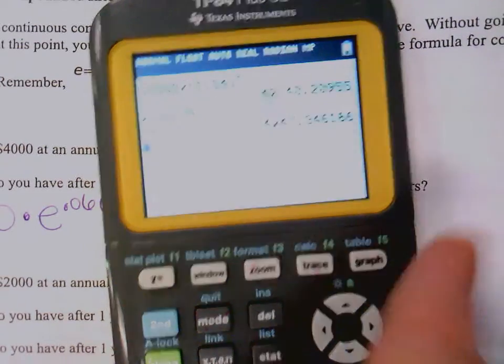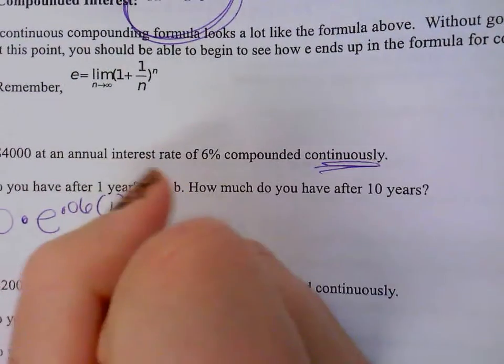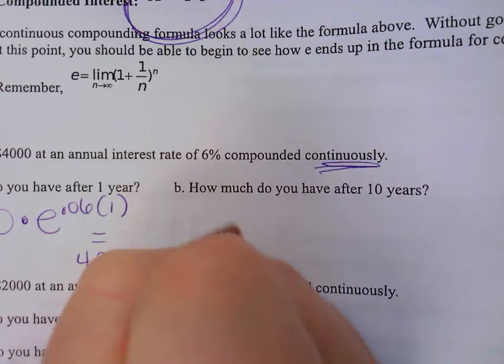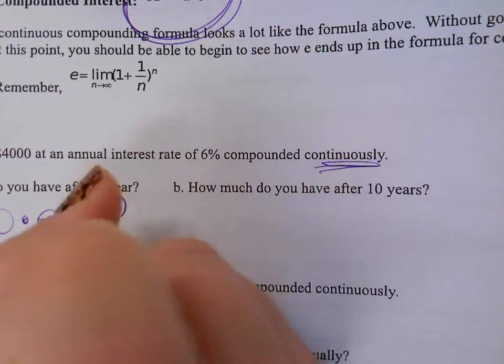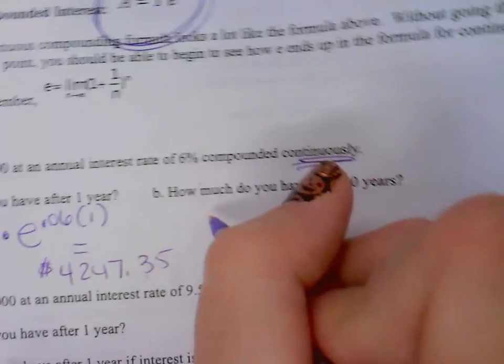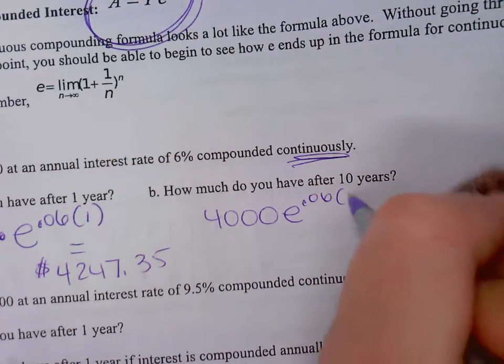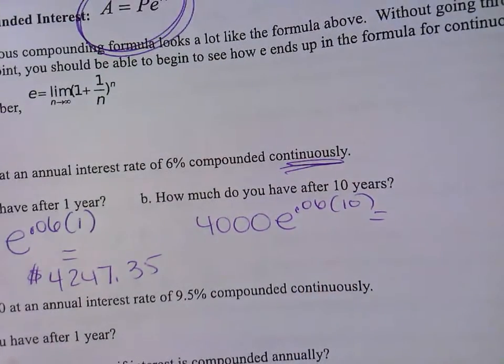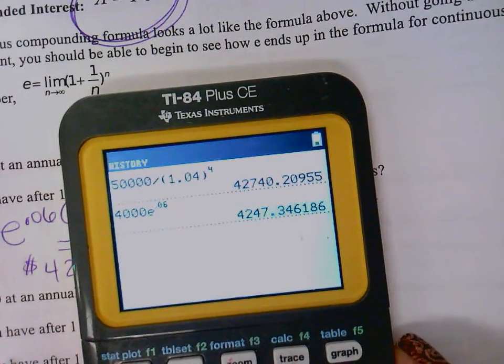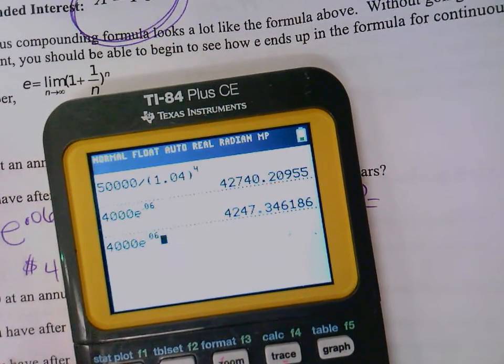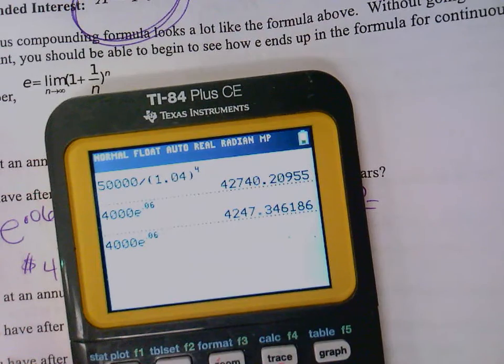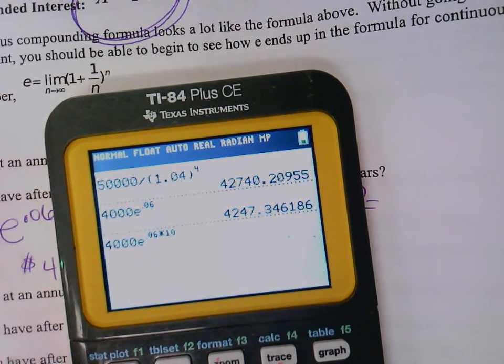Did anyone not get the calculator to tell them that? 42, 47, 35. The only thing that would change for part B is your number of years. You don't have to retype the whole thing in. If you just arrow up and hit enter, you can just do 0.06 times 10 in the exponent. And it's not that much to type in, but saves you a second.